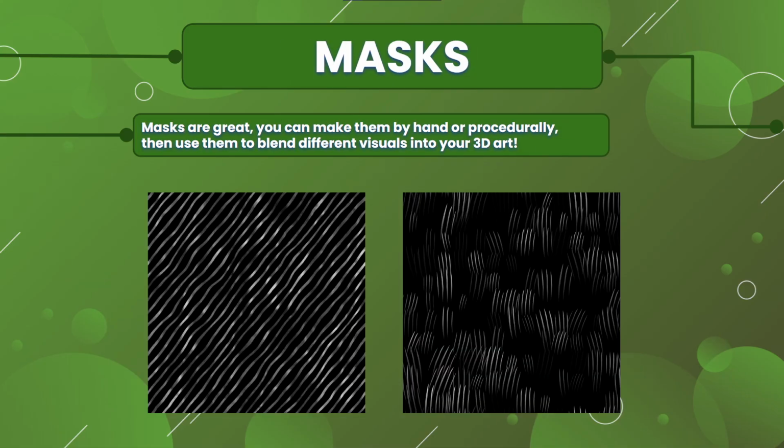All right, and continuing from there, we have masks. Masks are great. This is a good in-between between doing things hand painted and doing them procedurally. You can still hand paint masks, and they are great for blending different visuals into your 3D art without having to fully texture things by hand.